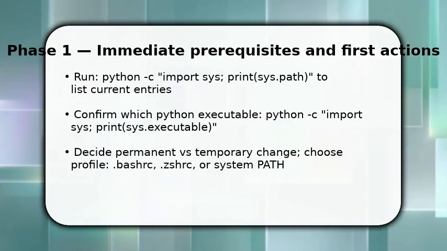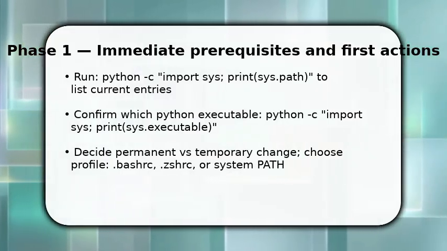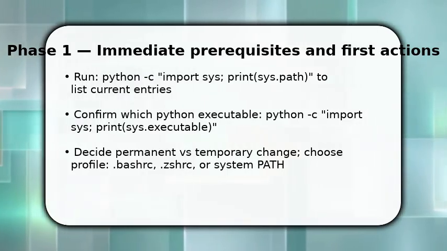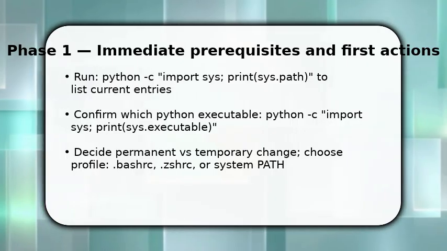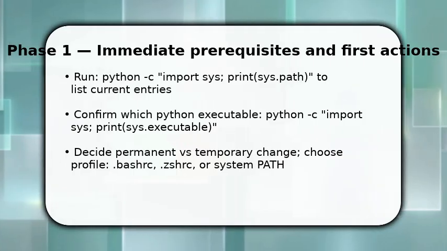You start by inspecting what Python is already using because you must know the baseline. Run the Python command to print sys.path and the executable. This tells you which folders and binary are active. Once done, pick whether you need a temporary environment tweak or a permanent profile change.